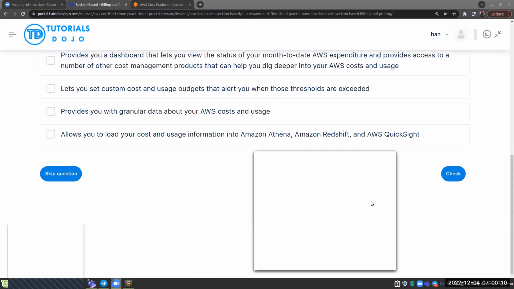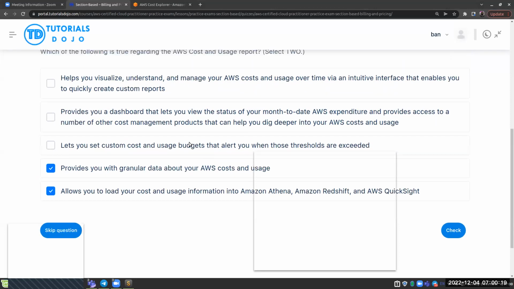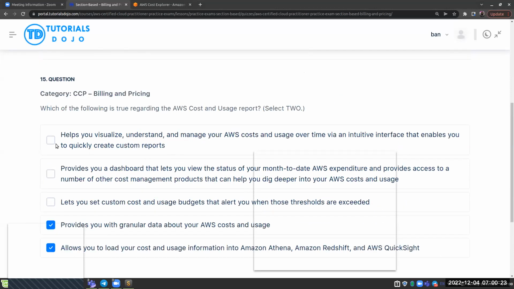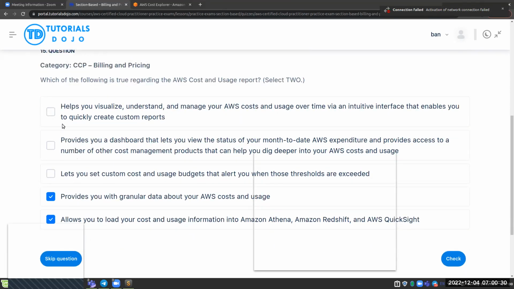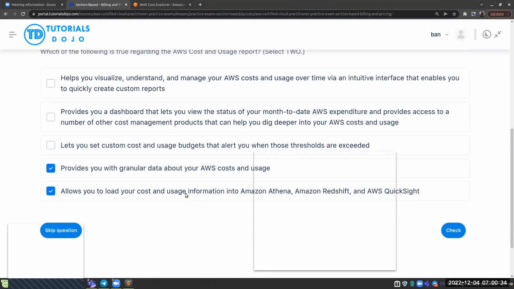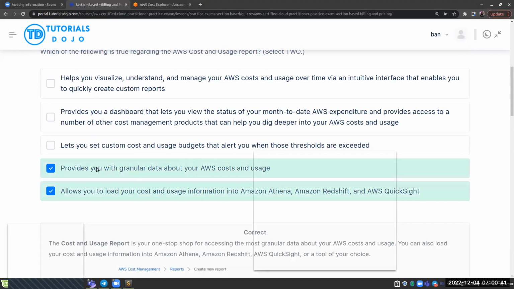The last two, D and E. D and E, okay. A and C is another option. We're talking about Cost and Usage Report, A and C. So D and E is the majority. So let's see which one wins. So it's D and E.